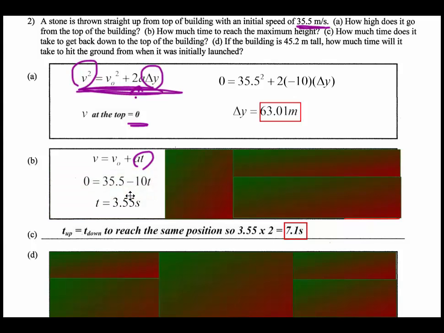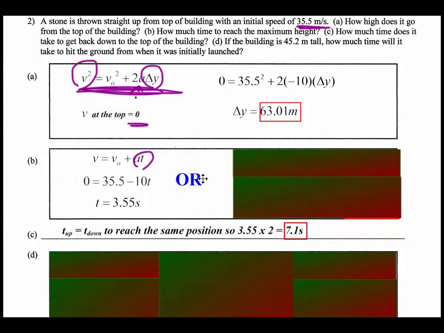So punching in our numbers, right, we get that our final velocity is 0, the initial is 35.5, our acceleration is negative 10, right, so two different directions there, and we get a time of 3.55 seconds, right? That's one way.